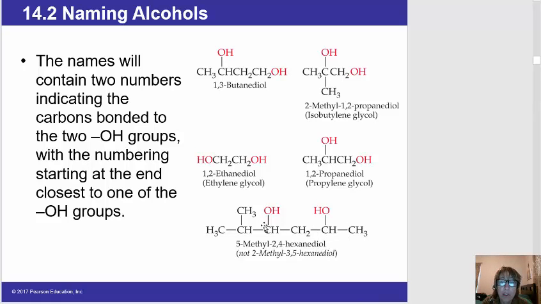So the longest carbon chain that contains the 2 hydroxyl groups is 6, so that's hexane diol, and we don't care about giving this branch the smallest possible number. We want to give our hydroxyls the smallest possible number. So this is going to be our 2 carbon, this will be our 4, and our methyl will be on the 5. So this is 5-methyl-2,4-hexane diol, not 2-methyl-3,5-hexane diol. So we've got to get in the habit of making sure that our hydroxyls have the priority to always get the smallest possible number.